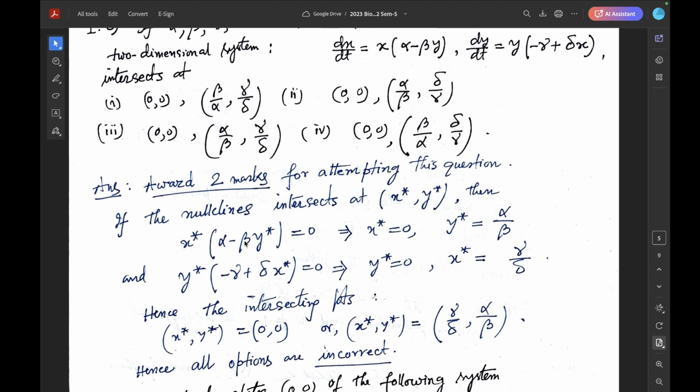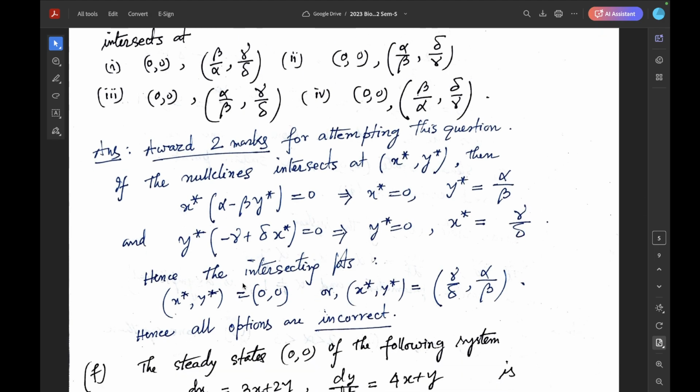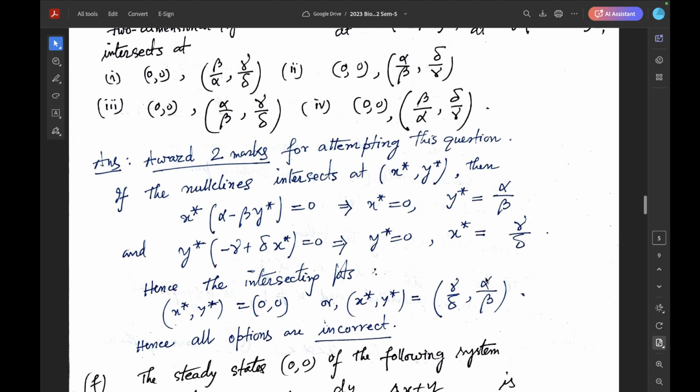So from this first equation, we get either x* equal to 0 or y* equal to alpha by beta. From the second equation, we get either y* equal to 0 or x* equal to gamma by delta. And hence the intersecting points of these nullclines, (x*, y*), are (0, 0) or (gamma by delta, alpha by beta). So there is no option here with gamma by delta, alpha by beta. So all options are incorrect here.